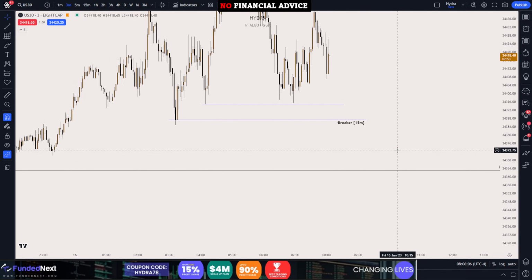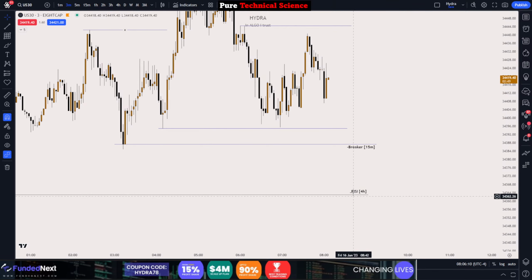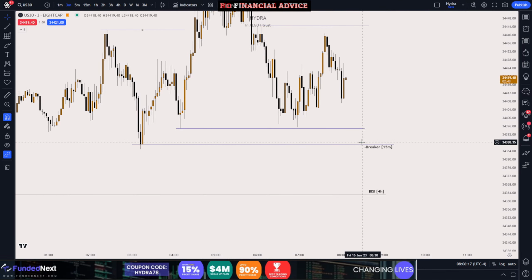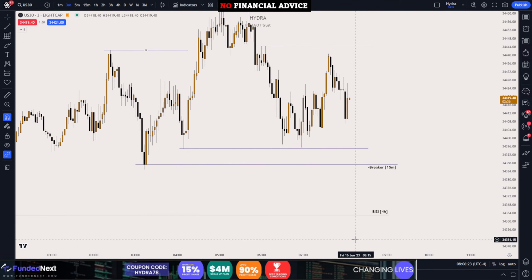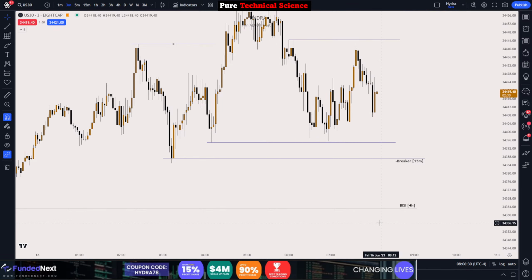Possibly tapping into this 4-hour BC and then expanding higher. That will be an ideal scenario, but price can just reverse after providing liquidity down here. That's why I'm not expecting price to go all the way down here and using this breaker as a support towards the sell side liquidity. If price goes all the way down here, it's going to be an ideal scenario for me to expect bullish price action.